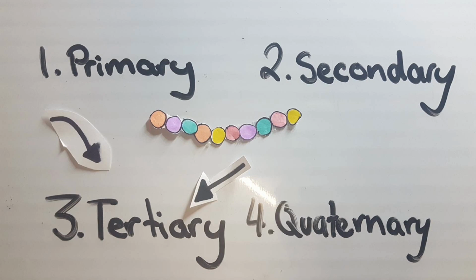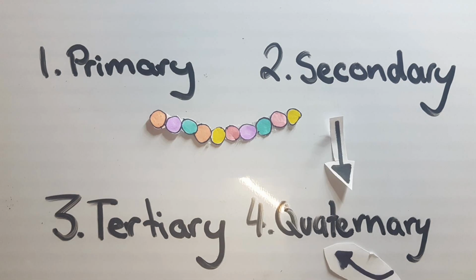Number 3. Tertiary structure. Tertiary structure is further folding from the secondary structure. And number 4. The quaternary structure. The quaternary protein structure occurs in proteins that are made up of two or more polypeptide chains that are linked together to create a more complex three-dimensional structure.